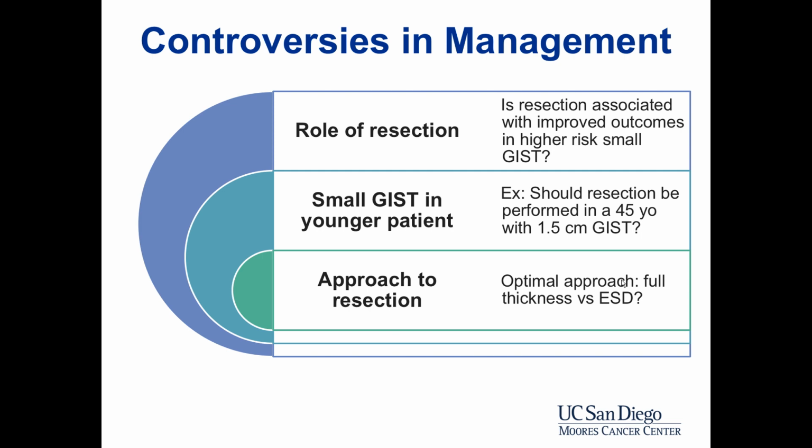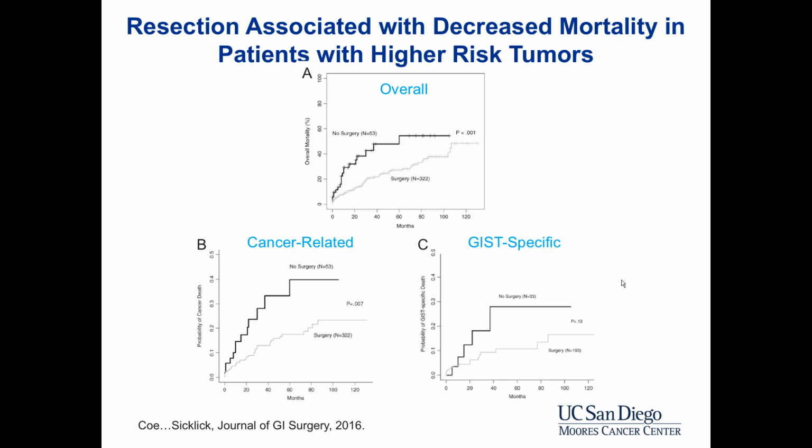The first question I'll go to there is, is resection associated with improved survival in higher risk small GIST? If we look at the data that we published in the Journal of Gastrointestinal Surgery in 2016, those patients that had surgical resection for a small GIST had a lower mortality than those patients that did not have an operation to resect their tumor. If we look at the cancer-related mortality in those patients, again, those patients that underwent surgical removal had a lower cancer death rate than those patients that did not.